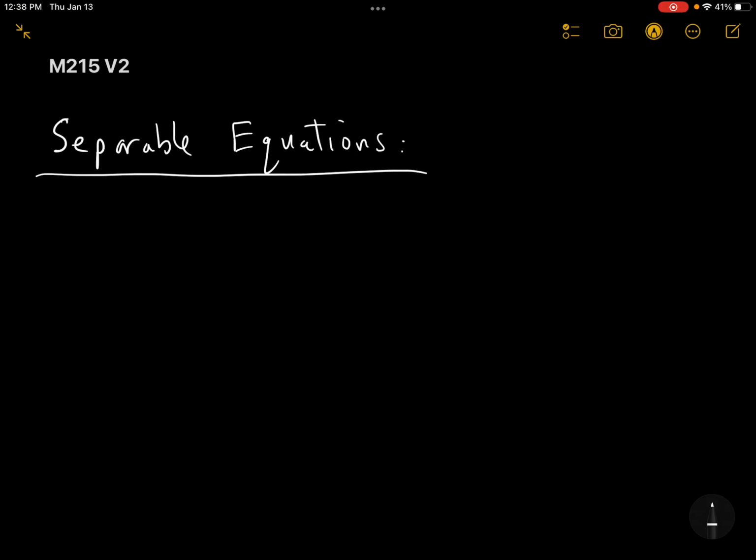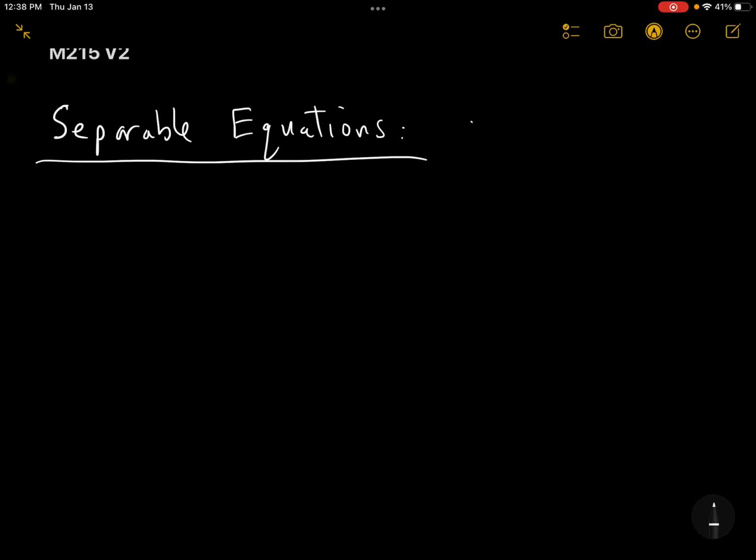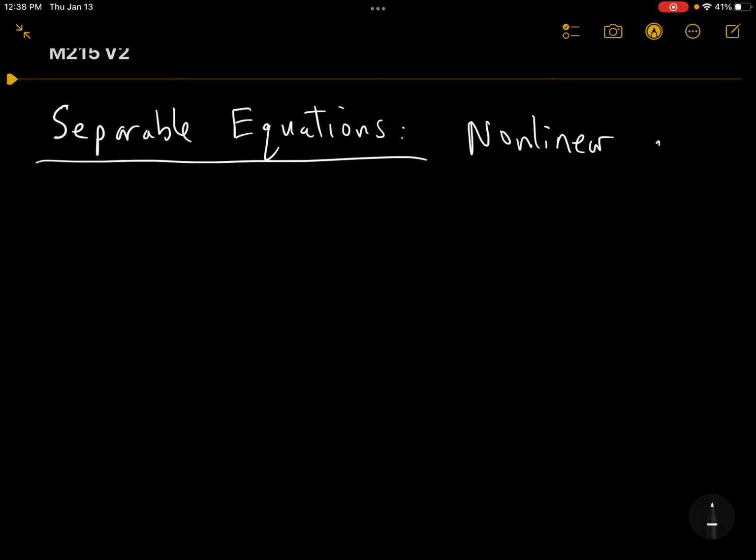This is section 2.2 from the book. It's about separable first order equations. And now we're allowing linear and, well, nonlinear, really. Because if it's linear, we know exactly what to do with linear first order. We use what we used in 2.1, and it works all the time.